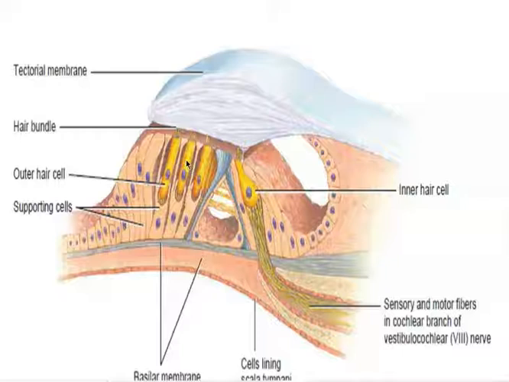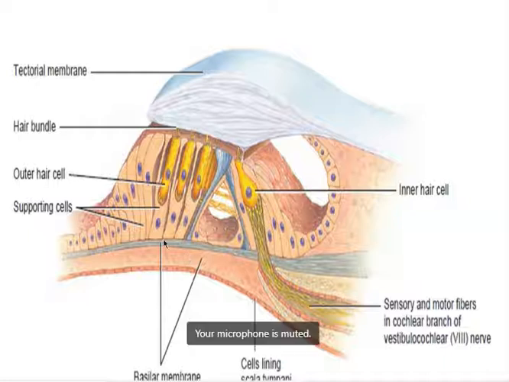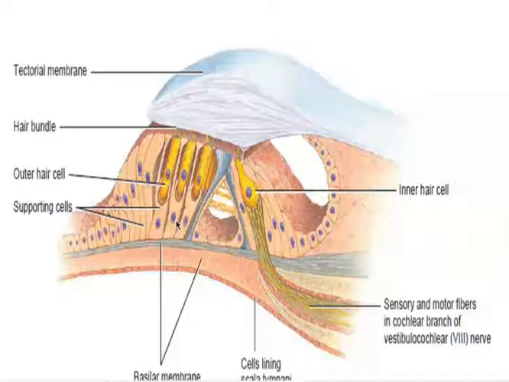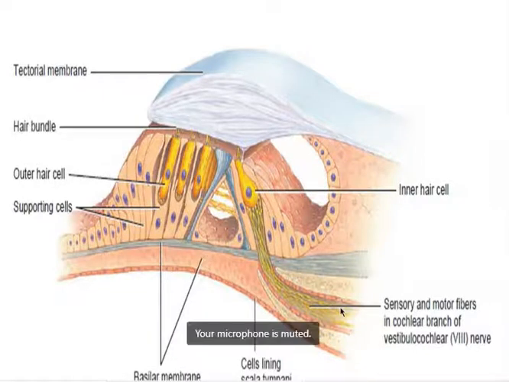Now this is the basilar membrane here. The spiral organ of Corti is mainly concerned with hearing, and you find it in the scala media or within the cochlear duct. The nerve responsible for hearing is the cochlear nerve. So here you'll find all the sensory as well as the motor fibers of the cochlear branch of the vestibulocochlear nerve. So this is the structure of the spiral organ of Corti.